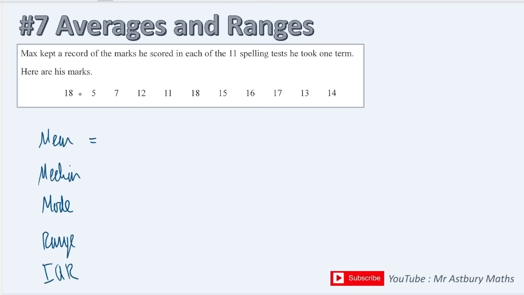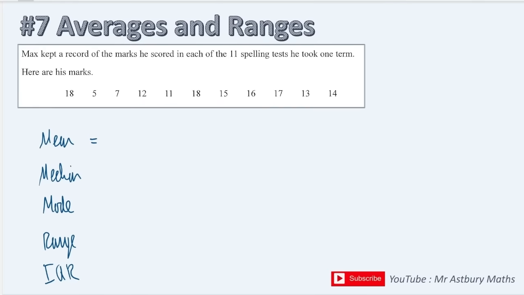So I'm going to add up all of these numbers, and then I'm going to divide it by the total number of numbers. So in this case, this is going to give me 146 over 11 data entries. And this value is 13.27.